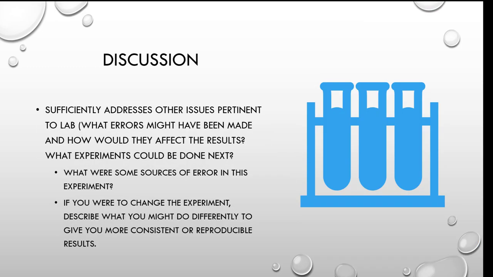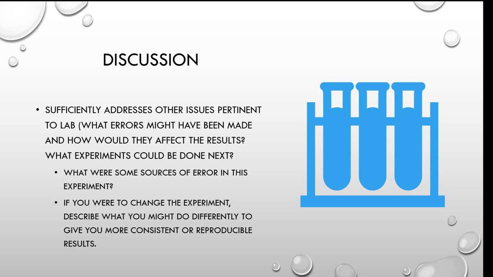And then finally, we need to sufficiently address other issues pertinent to the lab. So I thought of some. What were some sources of error in this experiment that you could think of? Think about the experimental setup. We only had one set of data, and we didn't perform it ourselves. We're going off of some other class's data, so that could be potential errors.